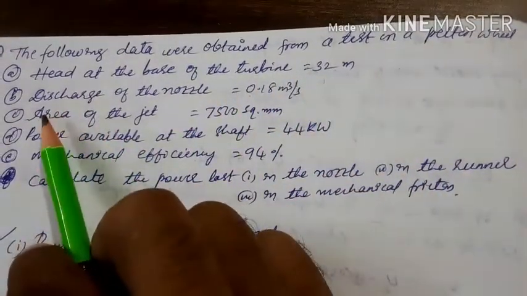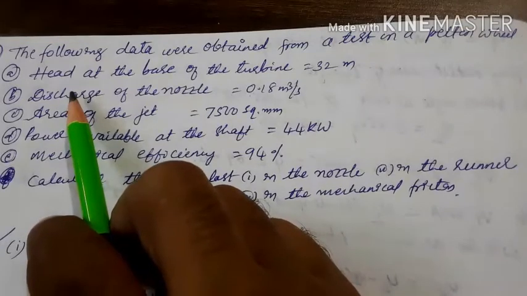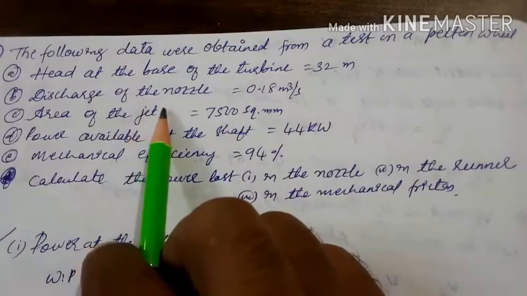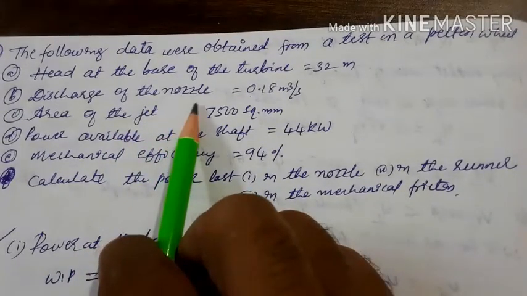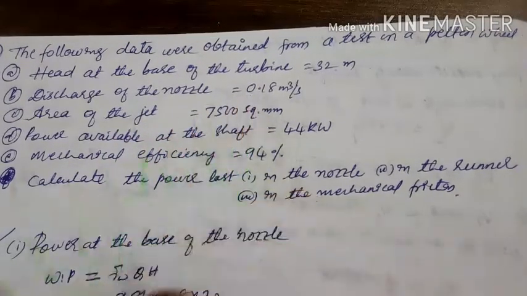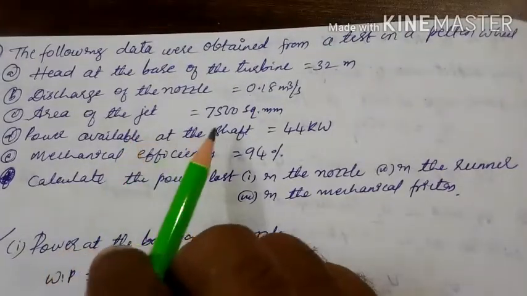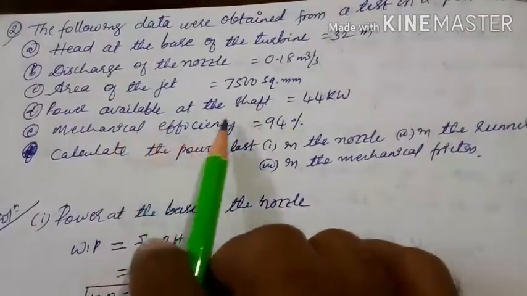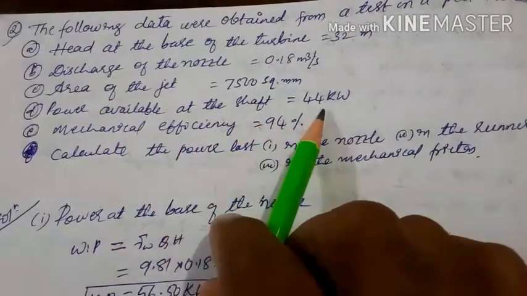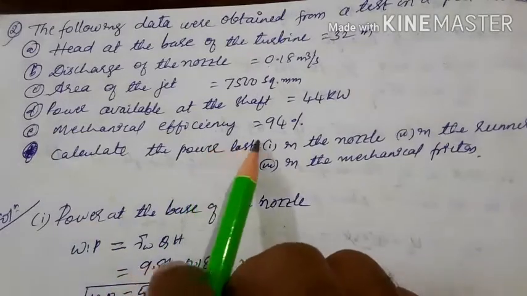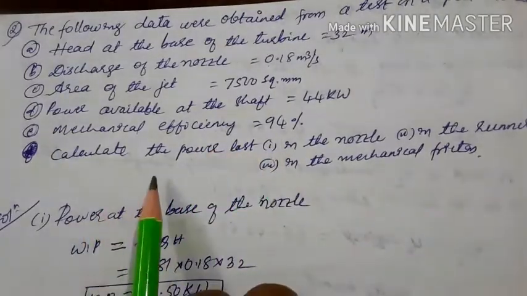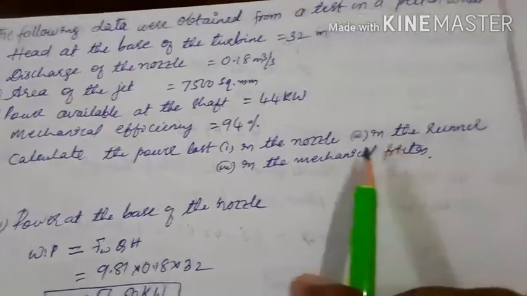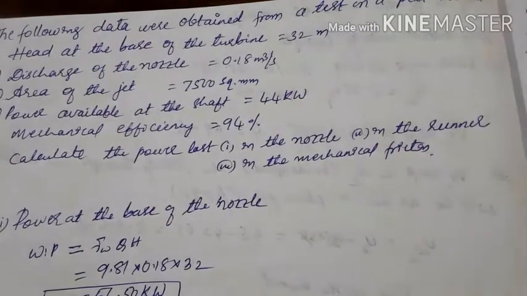and the data given here are: head at the base of the turbine 32 meter, discharge of the nozzle 0.18 meter cube per second, area of the jet 7500 square millimeter, power available at the shaft 44 kilowatt, mechanical efficiency 94%. Calculate the power lost in the nozzle, in the runner, and in the mechanical friction.